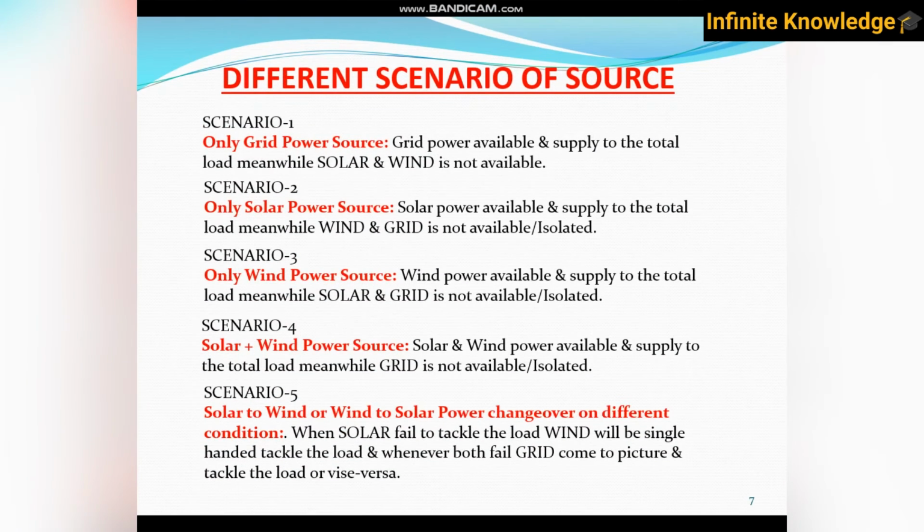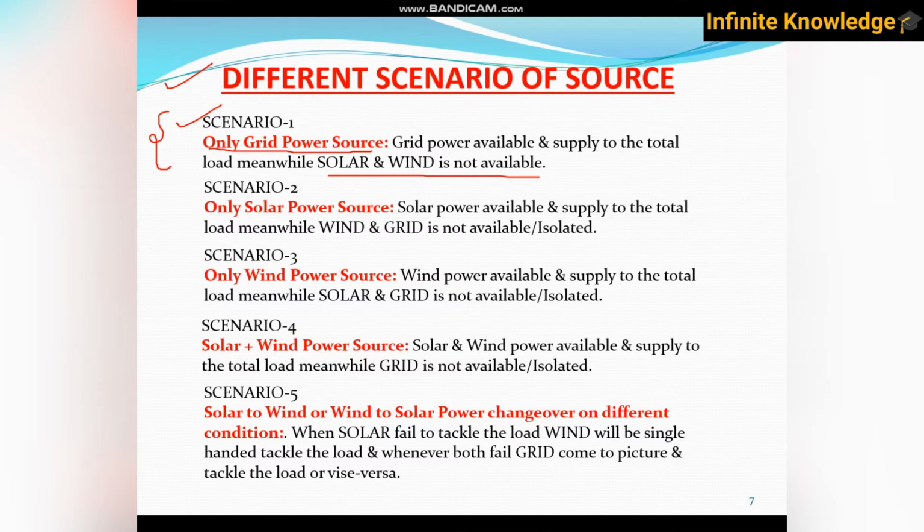So what are the different scenarios of sources? Scenario number one: only grid power is available and supplies the total load, while solar and wind are not available. So this is the first scenario. We will create this scenario in the simulation also.